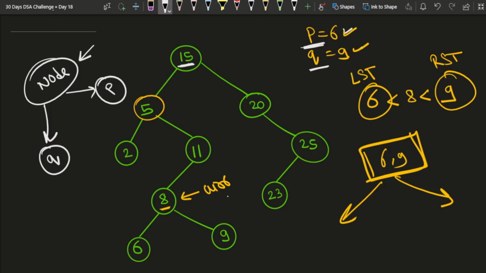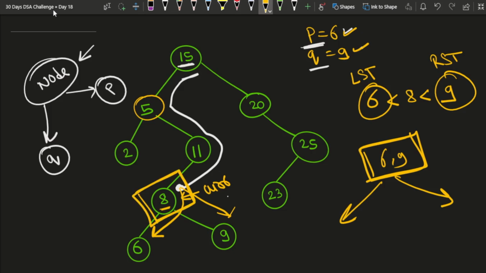And even if you observe the path, firstly we were standing at node 15, then we came to node 5, then node 11, then node number 8. From node 8, our path is getting split into two parts, right? This is very easy to understand. The first node where our path splits into two parts is our lowest common ancestor.